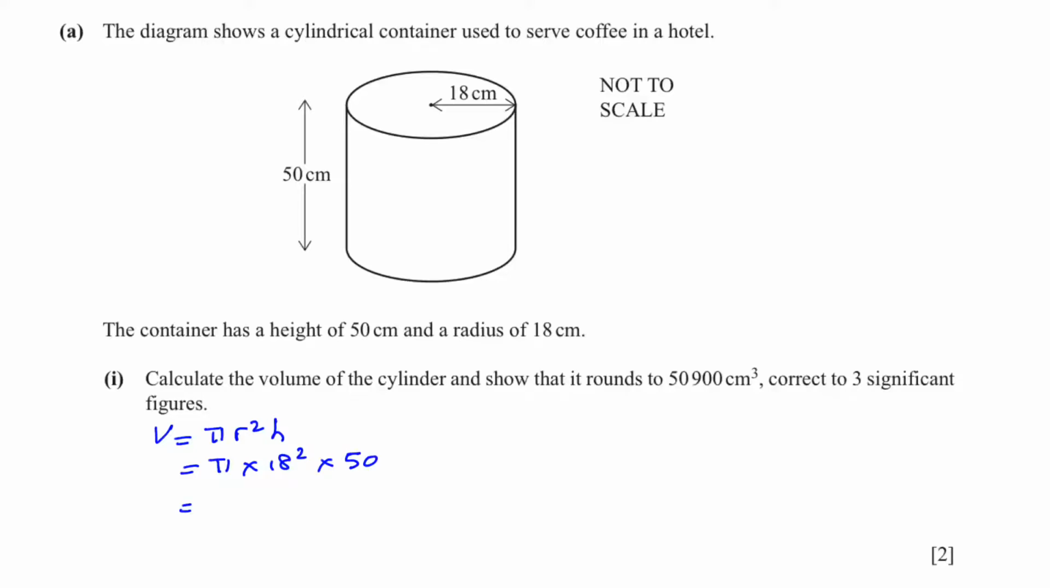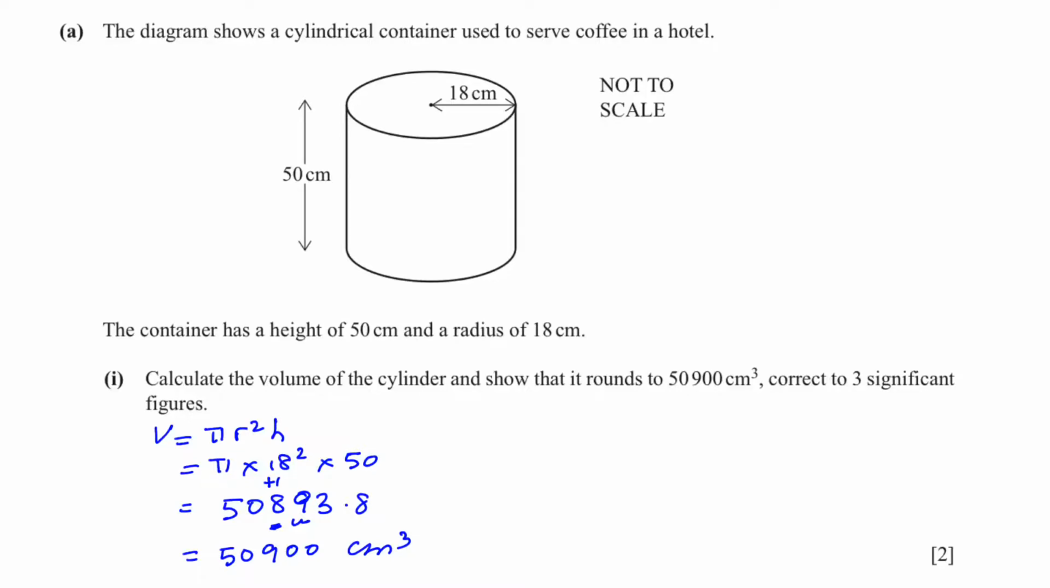This will give us 50,893.8. We have to round it to 3 significant figures. So 1, 2, 3. Because the number after 8 is 9. If it is more than 5, you add 1 to the previous number, 900 cubic centimeter.